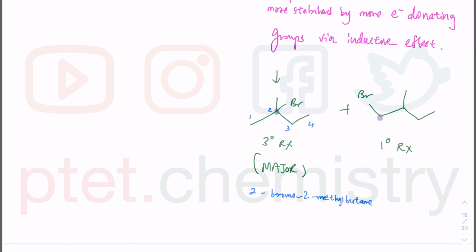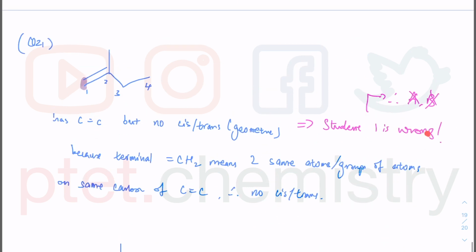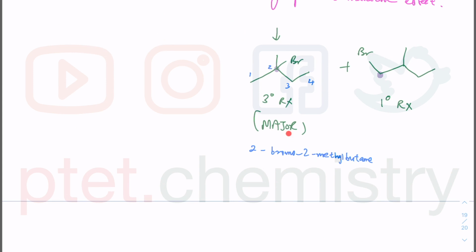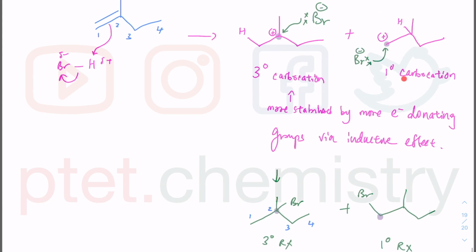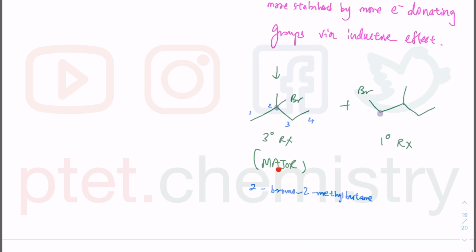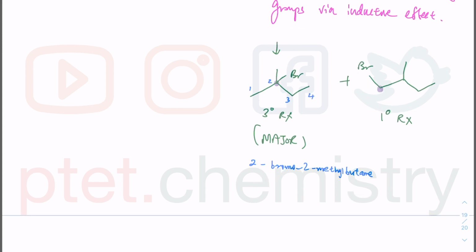So that's how I know student 2 is also wrong, since student 1 was wrong, and now we know that this comes from the tertiary carbocation, which is more stable than this intermediate. Therefore, this is the major product. This is named as 2-bromo-2-methyl-butane, and that's the major product. So now we know, therefore, neither 1 nor 2 are correct, because the question is asking you which one is correct. So this is option D there.